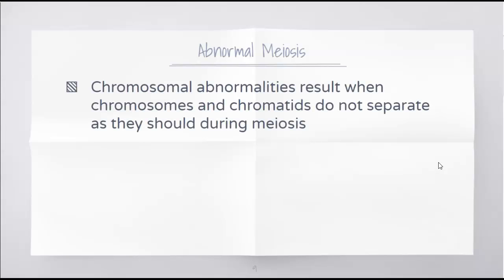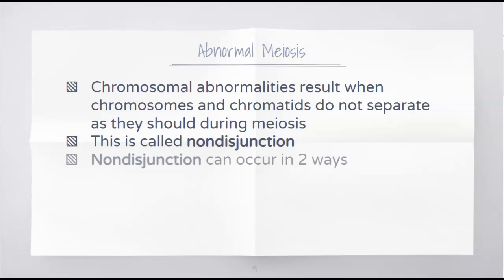So abnormal meiosis is due to chromosomal abnormalities. And these are because the chromatids do not separate during meiosis. They stay together. Rather than the centromere being pulled apart during anaphase, they stay together. This process is called nondisjunction. That is really key, guys. Knowing that when it doesn't break apart in anaphase, it's called nondisjunction.